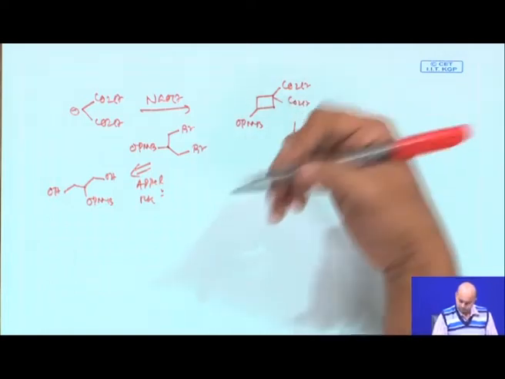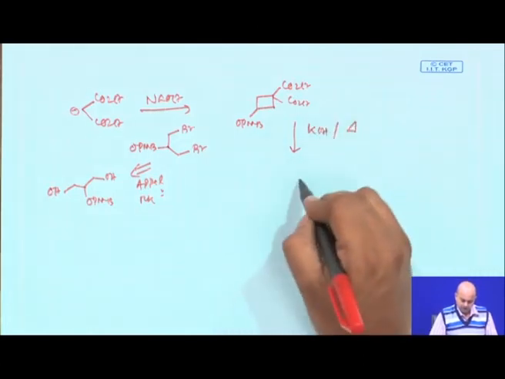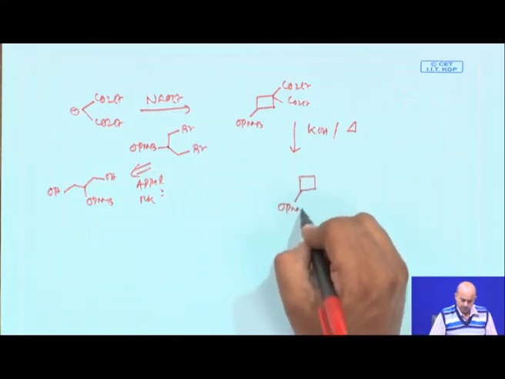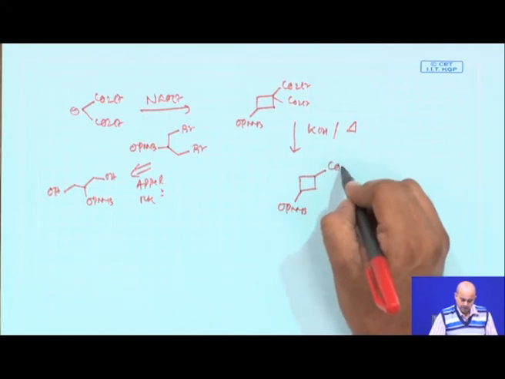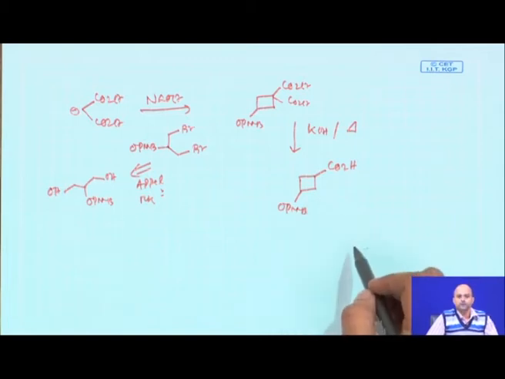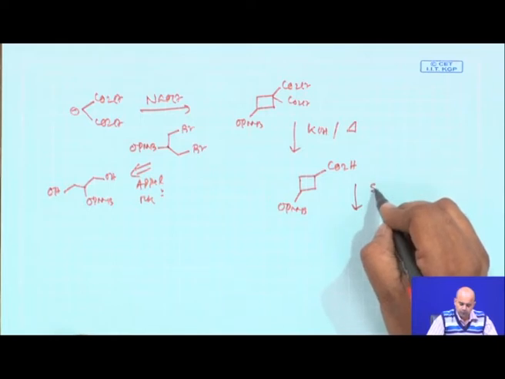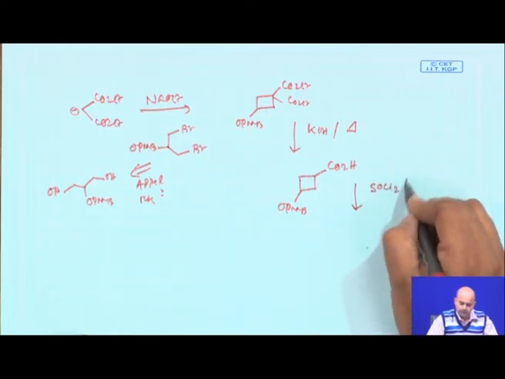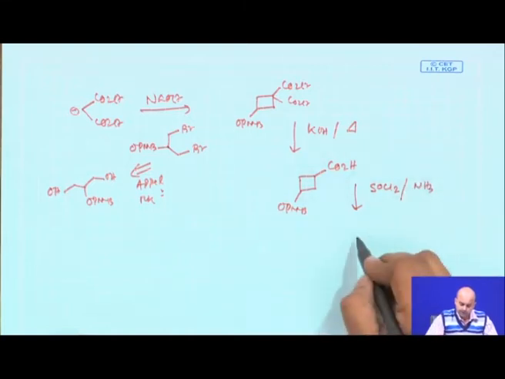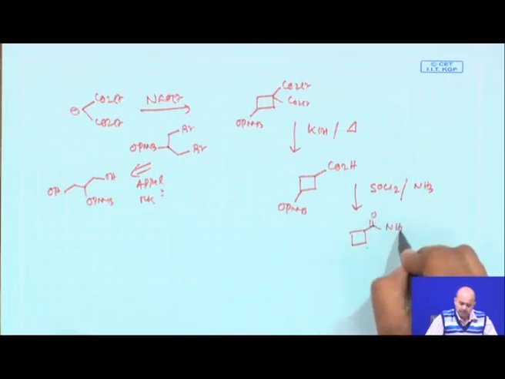You basically do the base hydrolysis and heat it. So, it will be a dicarboxylic acid, and upon heating, mono decarboxylation takes place and you will basically get this carboxylic acid, cyclobutane carboxylic acid. So, now almost quite close. So, what you do? You convert this carboxylic acid to the corresponding acid chloride by treatment with thionyl chloride, and then ammonia treatment, which will give you the corresponding amide.